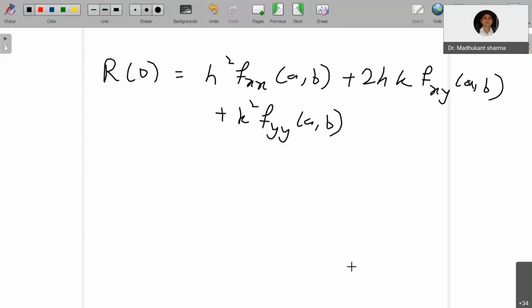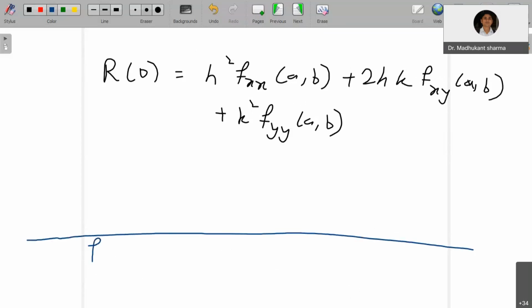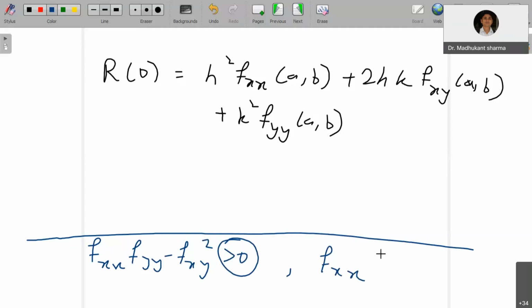b). Now again, we have seen in the second derivative test that we depend on fxx into fyy minus fxy square, whose sign needs to be greater than 0 to say local extremum. And also fxx less than 0 gives maxima, and greater than 0 gives minima, which we have seen in the second derivative test.